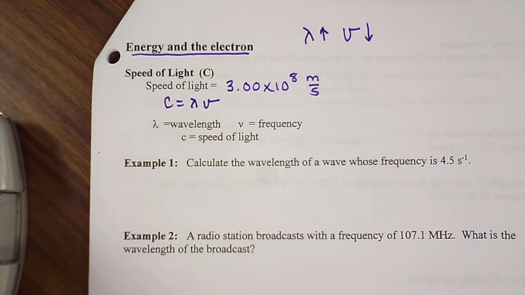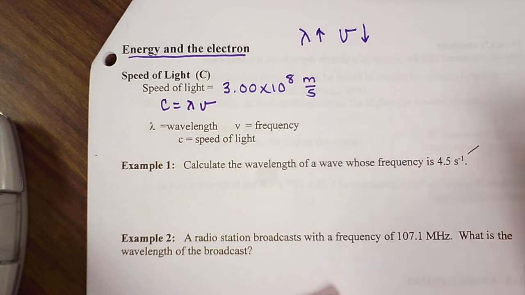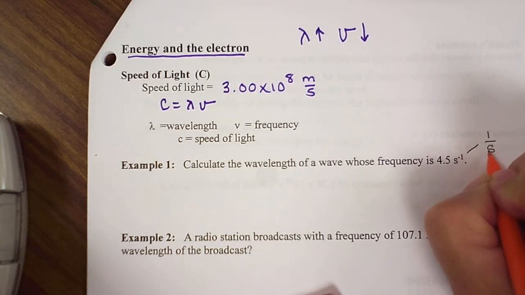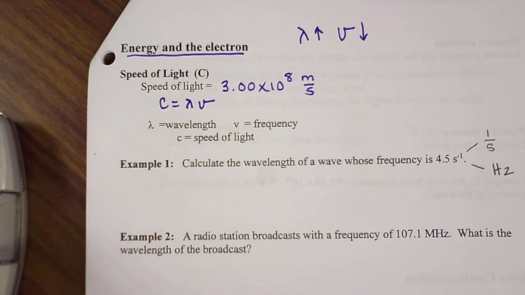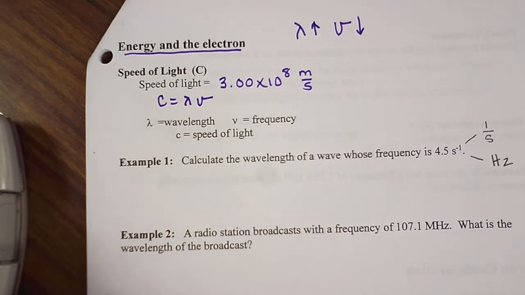So let's start with the first example. Calculate the wavelength of a wave whose frequency is 4.5 seconds to the minus 1. Remember, frequency has a number of units that can be used. Seconds to the minus 1 is one of them, 1 over seconds is another, or hertz is another, and they all mean the same thing. We're eventually going to convert that into 1 over seconds. But let's take a look at the setup.